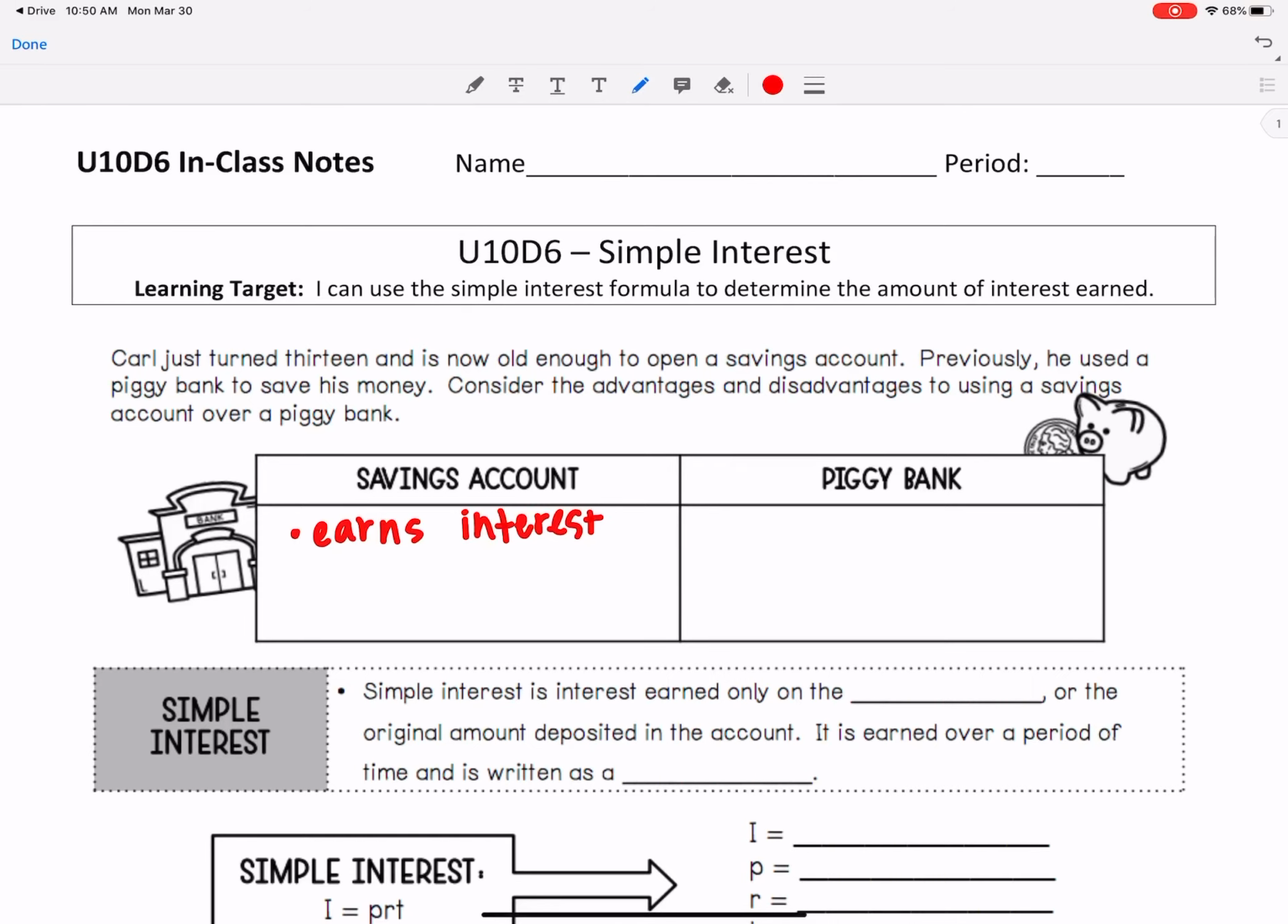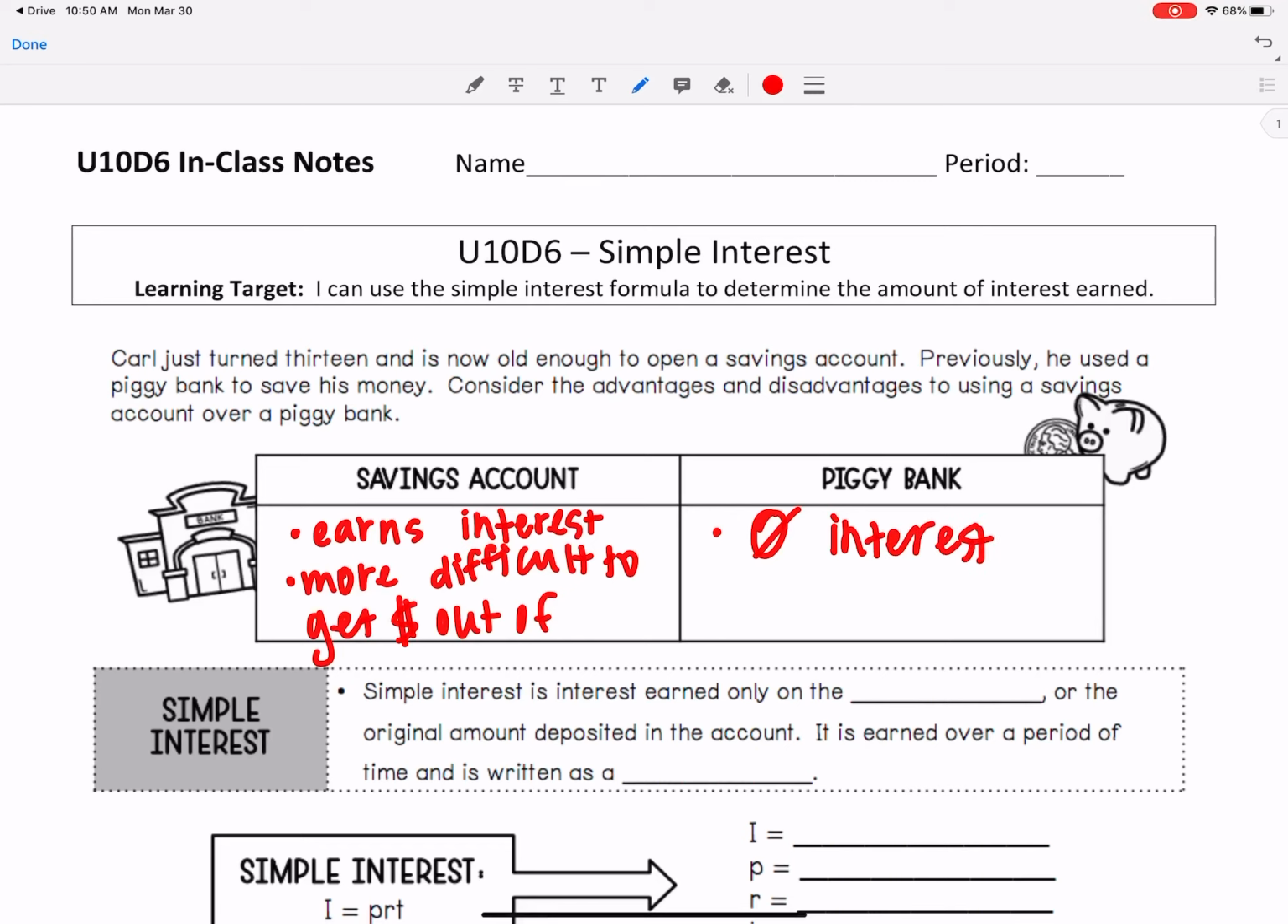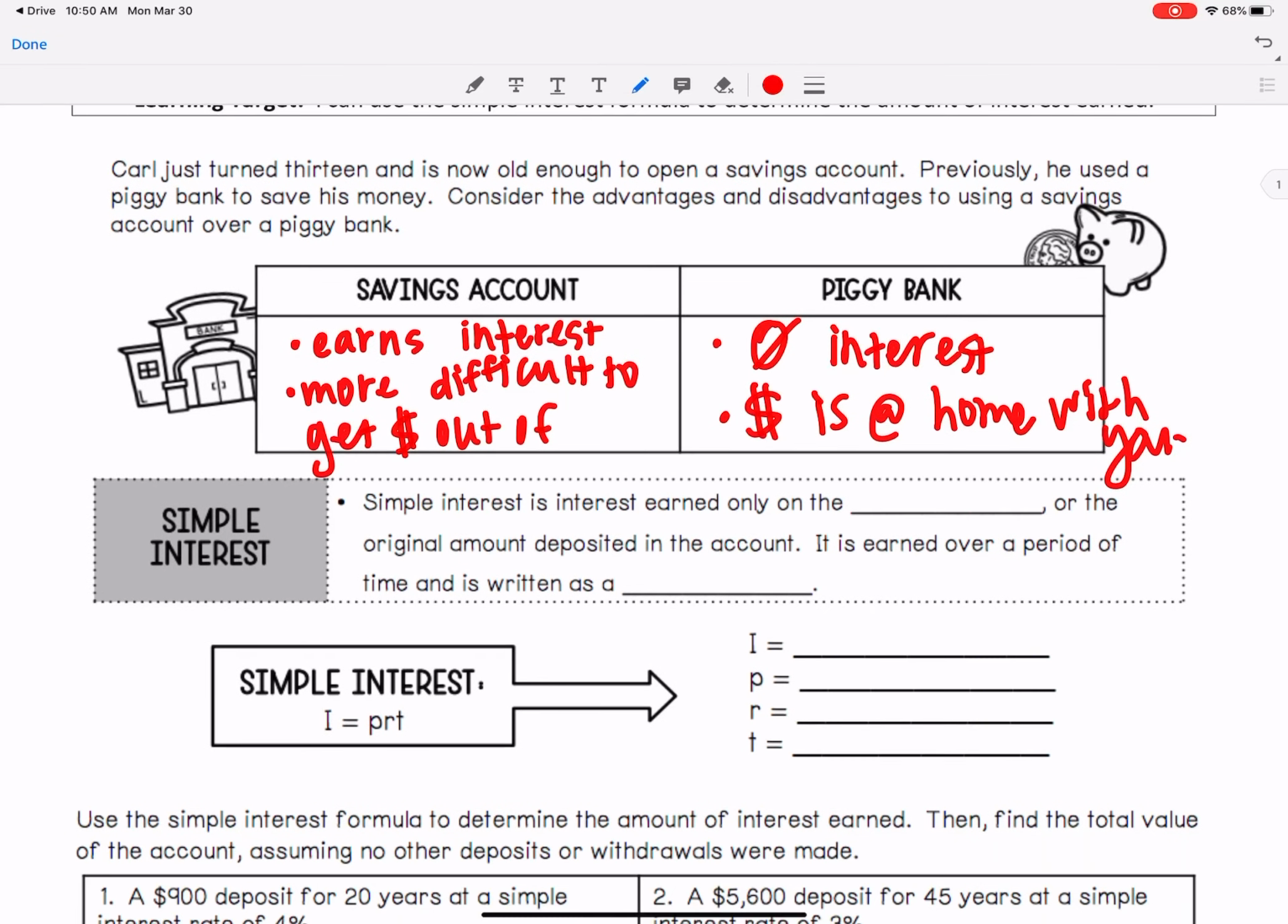Another thing with a savings account, instead of a piggy bank, is it's a little bit more difficult to get your money out of. Sorry if you can't read my handwriting. More difficult to get your money out of, kind of harder work. With a piggy bank, it does not earn you interest, so I'm just going to put no interest. And money is at home with you if you need it right then and there. I'm just shortening everything to make your lesson shorter.